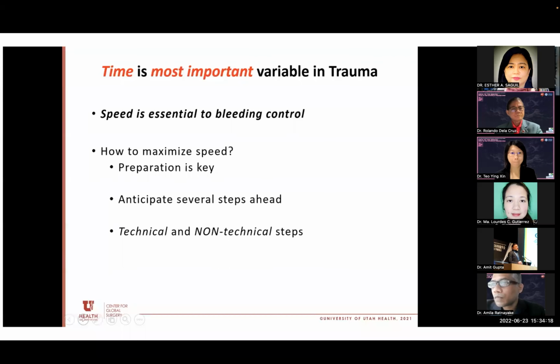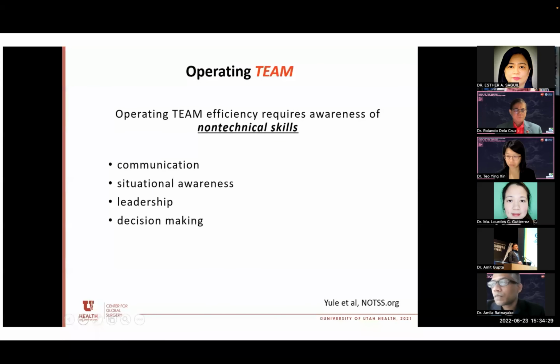There are two specific areas I would like you to consider. One is the technical aspect, and the other is non-technical, and we'll start with the non-technical part first. As you know, when we operate, we don't operate alone. We operate in an operating team with anesthesia, nursing, various assistants. Maybe there are trainees as well. And so getting that team to function efficiently and rapidly is an important part of that speed of the laparotomy. And that requires awareness of non-technical skills. These are also known as human factors.